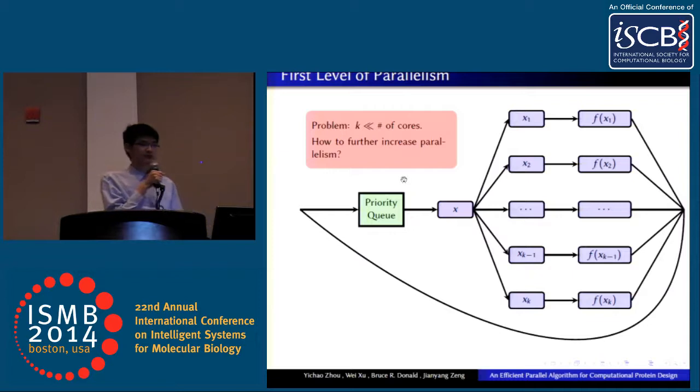However, this algorithm has a problem. One reason is that the degree of parallelism of this algorithm is determined by the number of nodes in the search tree, which is the number of rotamers for a particular residue in the protein design problem. This number is pretty small in real life, which is far smaller than the number of cores on a GPU. So this is not enough. How can we further increase the parallelism of this algorithm?